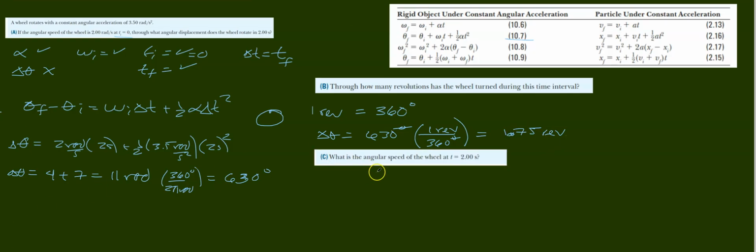Part C asks, what's the angular speed at 2 seconds? So we can use this one. The final speed is the initial plus acceleration times time. So we started at 2 radians per second plus acceleration of 3.5. If the acceleration was negative, here we would put a negative sign, but in this case it is positive. Radians per second squared, the final time is 2 seconds. So seconds cancel, and I can add 7 plus 2, and that gives me 9 radians per second.